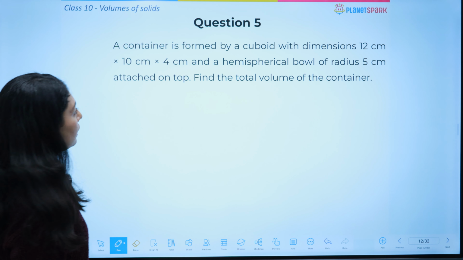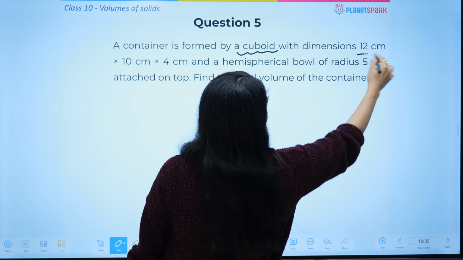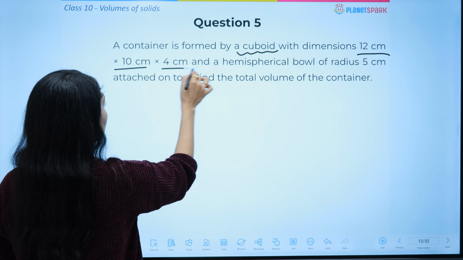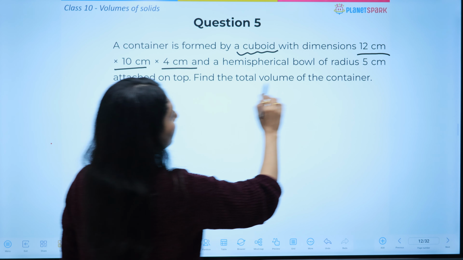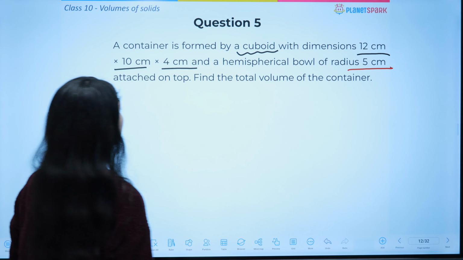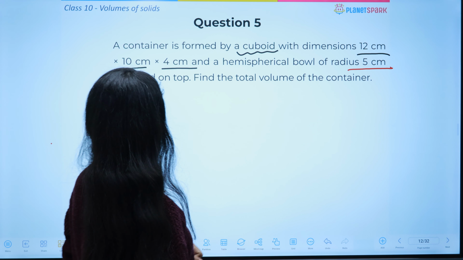A container is formed by a cuboid of the dimensions 12 centimeter into 10 centimeter into 4 centimeter. Okay then. And a hemispherical bowl of radius 5 centimeter attached on the top. Find the total volume of the container. So let's see how the container looks.